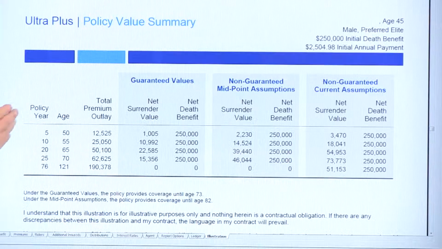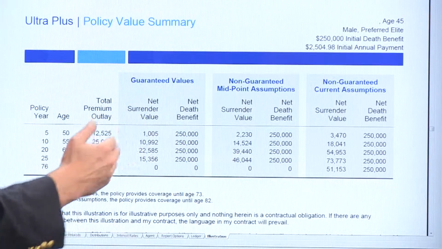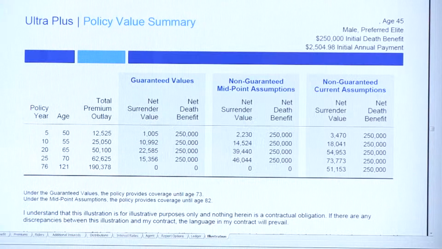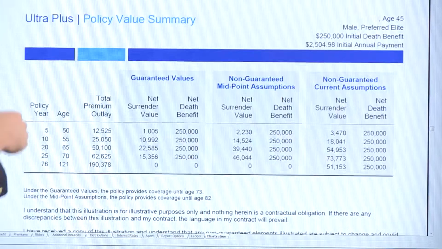This is a nice snapshot to give a tale of two cities and a basic down the middle idea of what I think it might be using midpoint non-guaranteed assumptions.